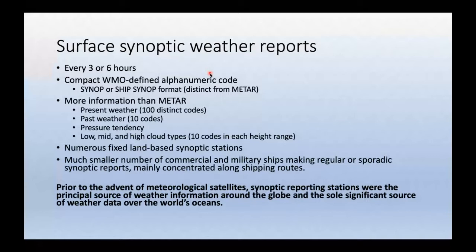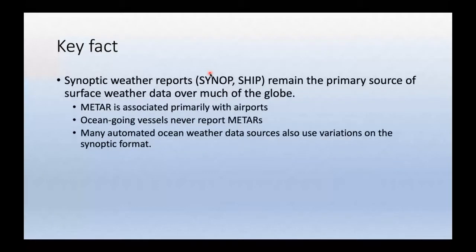When satellites came along, we started by having cloud maps that would allow us to see qualitatively what was going on over the ocean to supplement the information from the surface synoptic reports. But it wasn't until we had sounders and data assimilation methods that we began to actually be able to get significant quantitative information beyond just what was being reported by ships. So a key fact is that the synoptic weather reports still are a primary source of surface weather data over much of the globe.